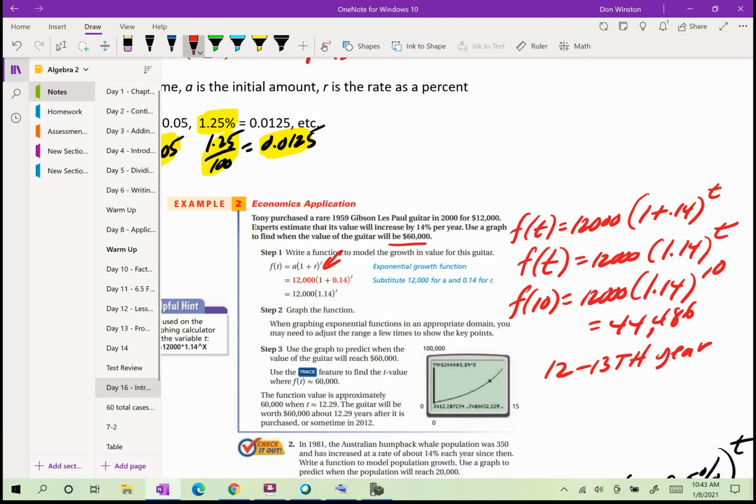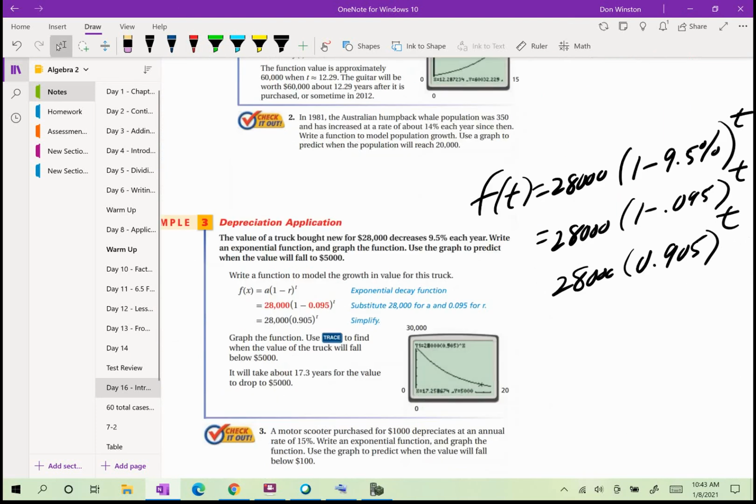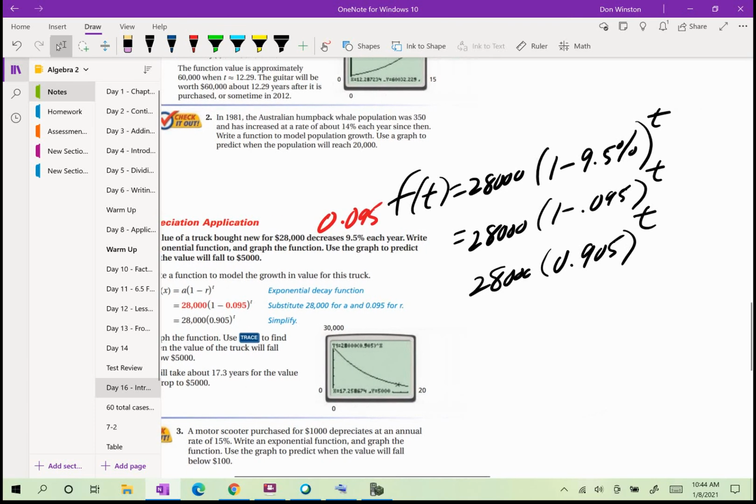Okay. And so let's look at another one here. So here we have the value of a truck bought new for $28,000 decreases 9.5% per year. 9.5% is 0.095. Write an exponential function, graph the function. Okay, so our initial amount is 28,000 and it's decreasing 9.5% again per year. So again, we have to change that to a decimal. So 1 minus 0.095 gives me 0.905.